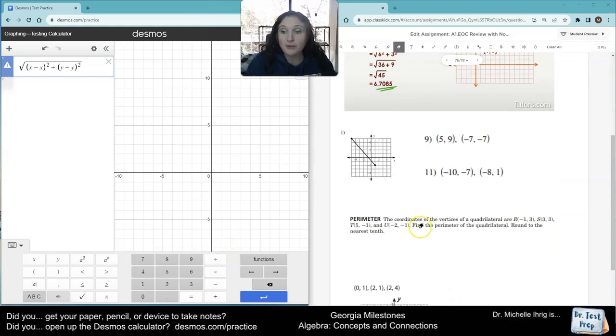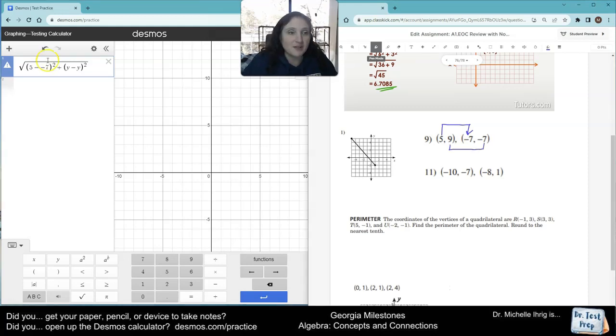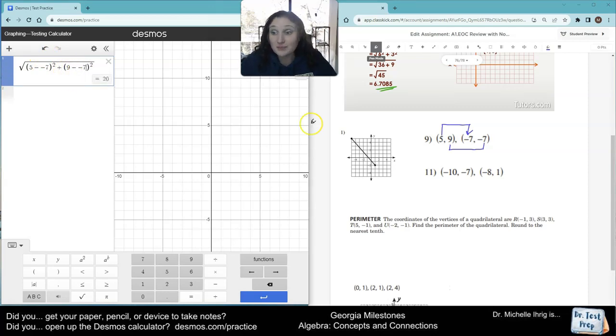So for example, for number 1, I'm just doing 5 minus negative 7. So here I'm typing in 5, and here I'm typing in negative 7. It's okay that there's 2 negatives in a row. The calculator knows what to do. Then I'm doing 9 minus negative 7. So I put the 9 here and I put the negative 7 here. 20. That's it.